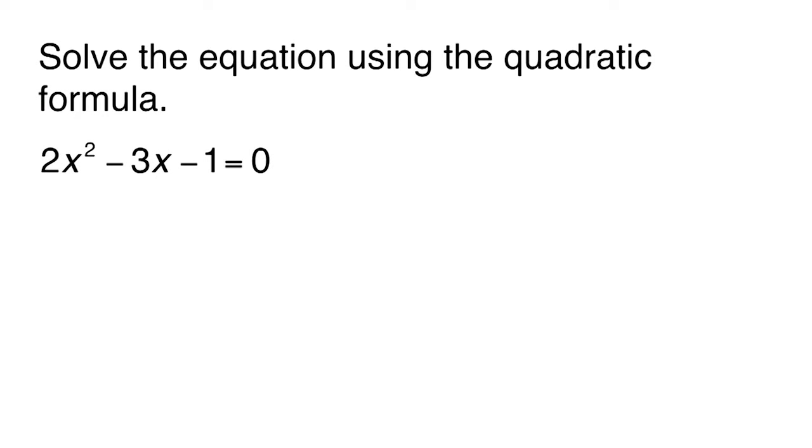Solve the equation using the quadratic formula. 2x squared minus 3x minus 1 equals 0.